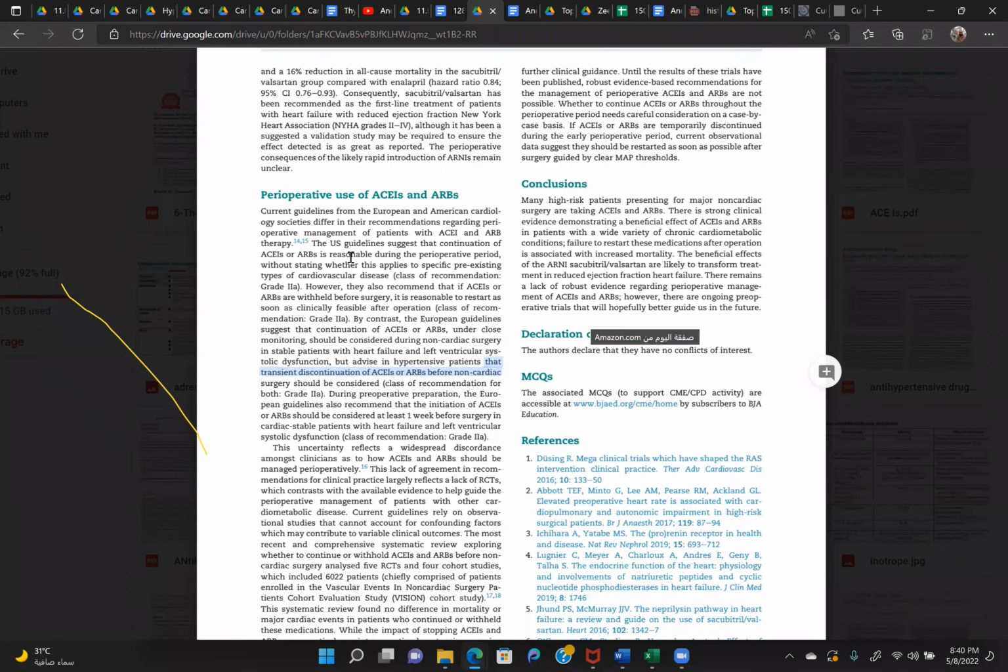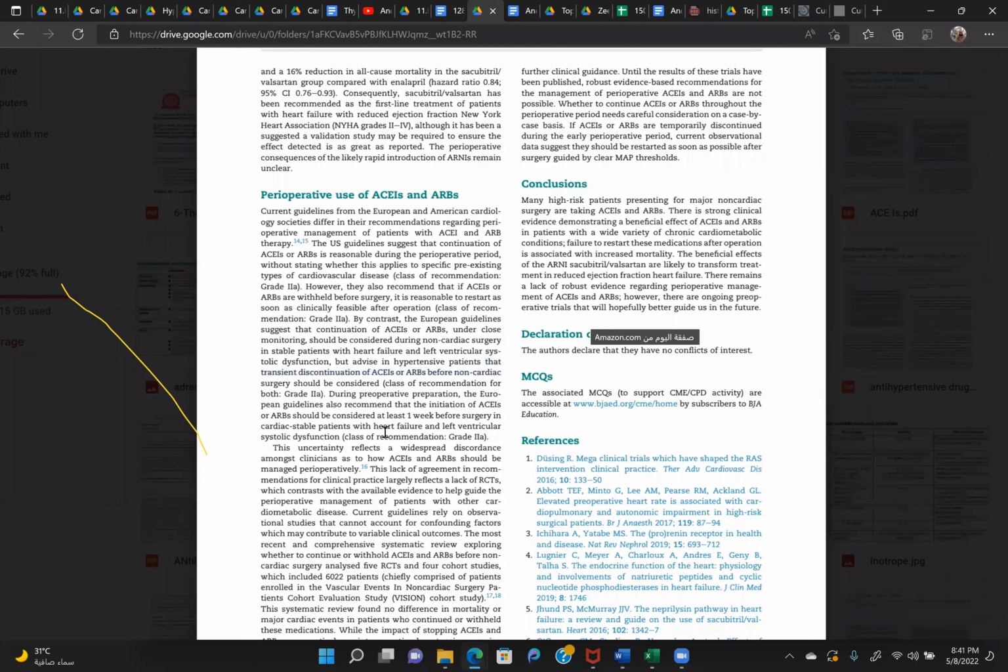It suggests that continuation is reasonable during the perioperative period, without stating whether it applies to specific pre-existing types of cardiovascular disease. Class of recommendation, grade 2A. However, they also recommend that if ACE inhibitors are withheld before surgery, it is reasonable to restart them as soon as clinically feasible. Okay.